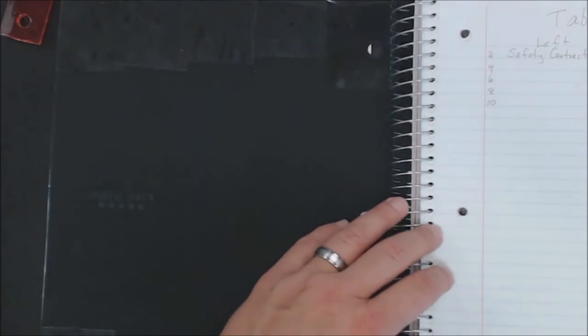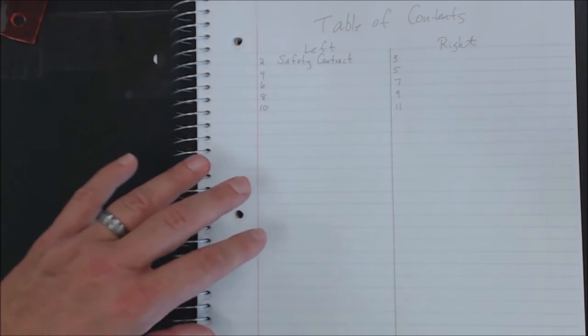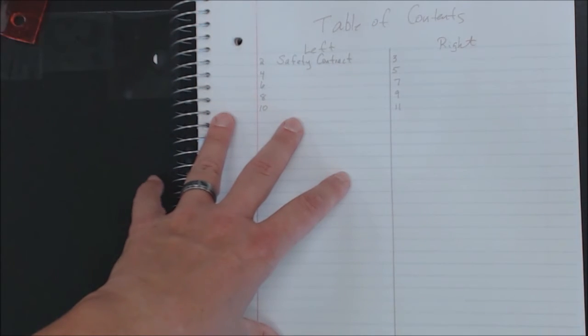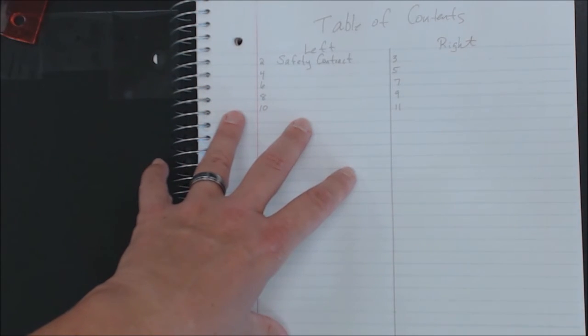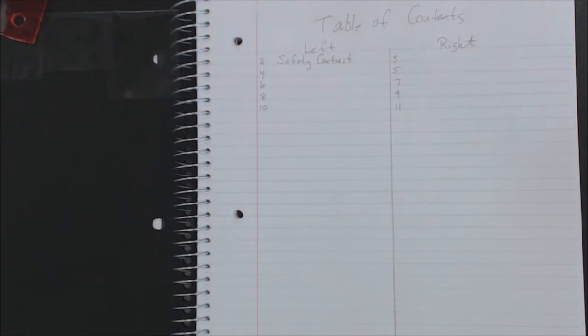Now, one of the expectations I have for you in this class is that you are continuously updating your table of contents. When I grade your notebooks, one of the things you get graded for is keeping your table of contents up to date, because it will help keep you organized. All right, that's it. That's the numbering and the setting up of the table of contents for your interactive notebook.